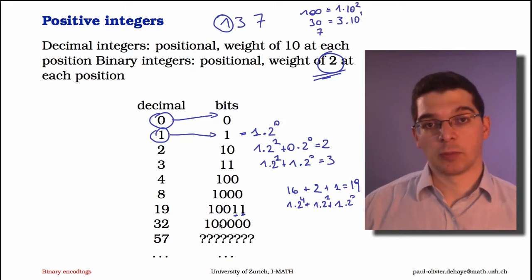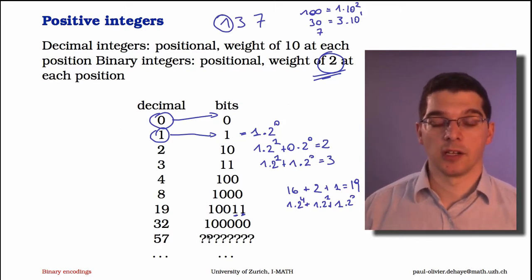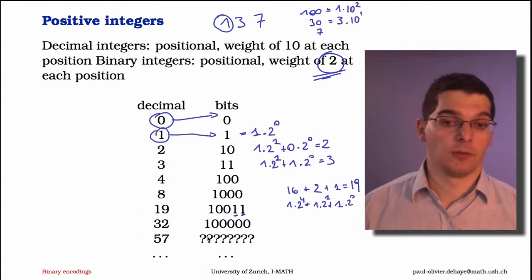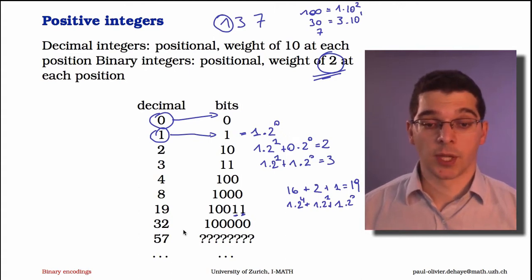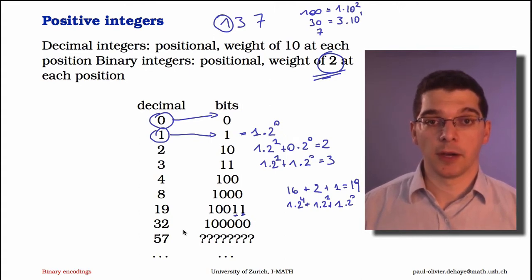And 32 is another power of 2, so it has a very simple expression in binary. And 57, well, we'll have some other expression that I'll let you compute, and so on. So that's for the positive integers.